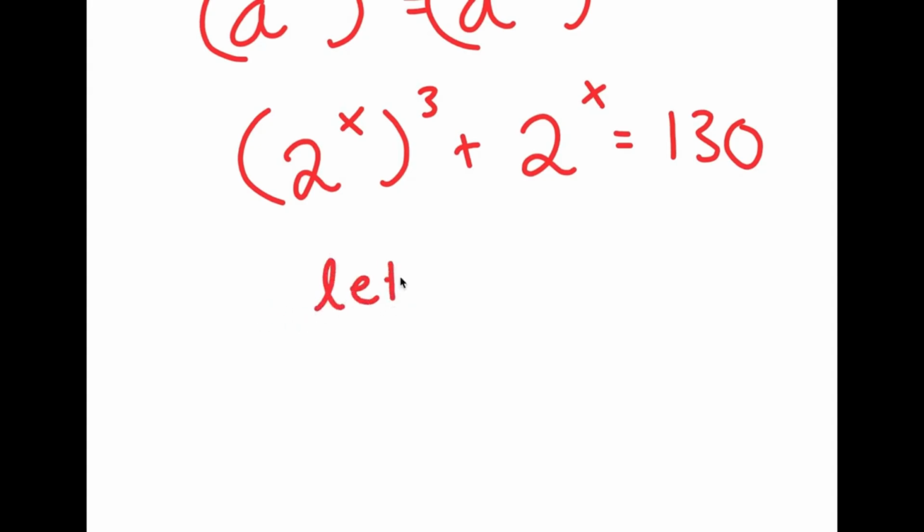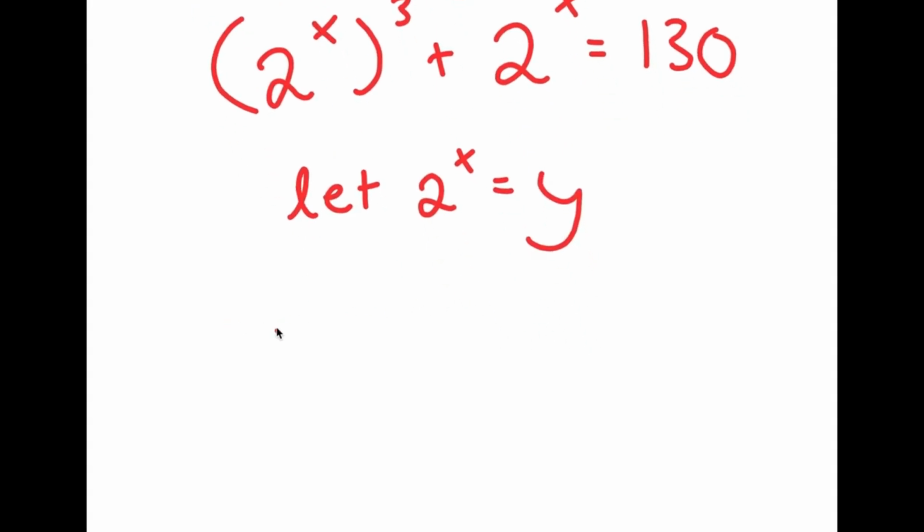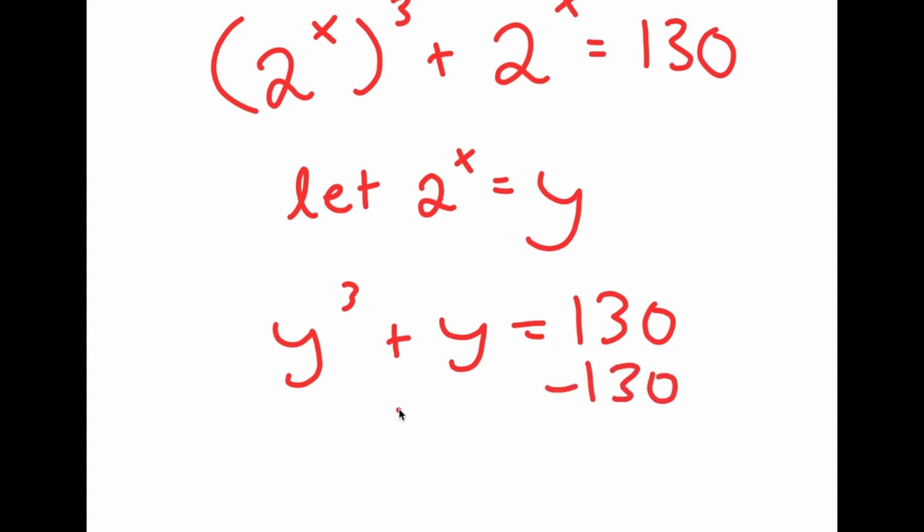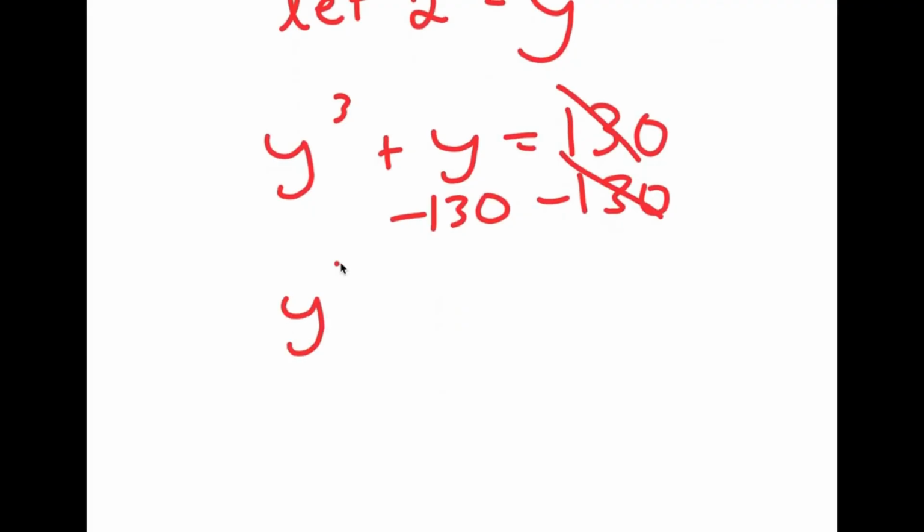Now I'm going to let 2 to the power of x equal y. So now I have y to the power of 3 plus y is equal to 130. And if I subtract 130 on both sides, these two cancel out, and I get y to the power of 3 plus y minus 130 is equal to 0.